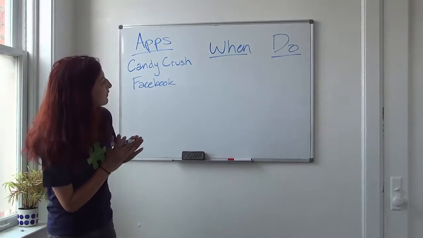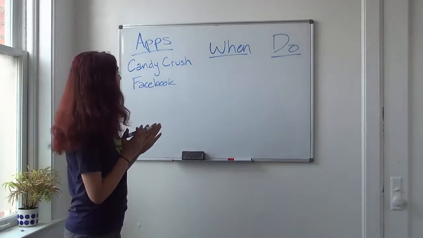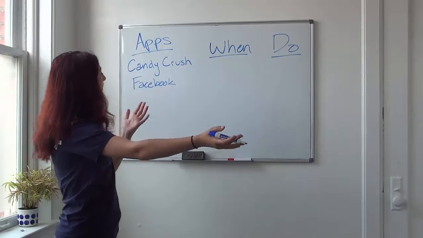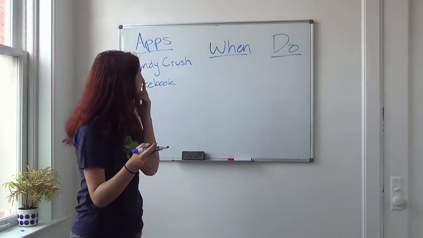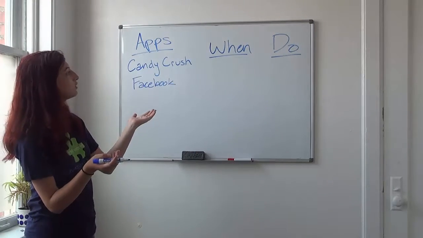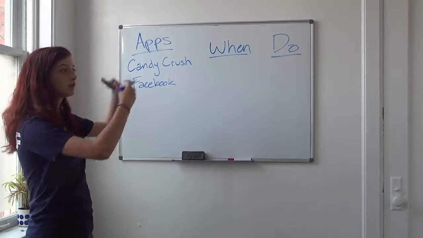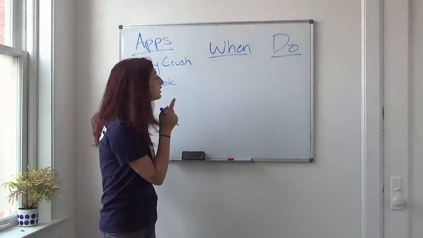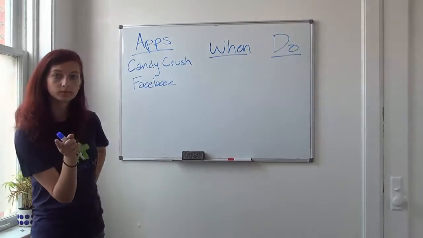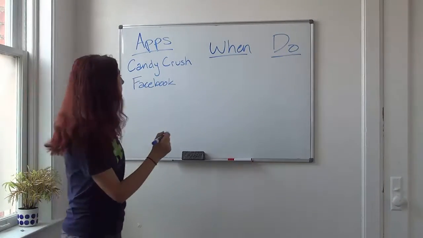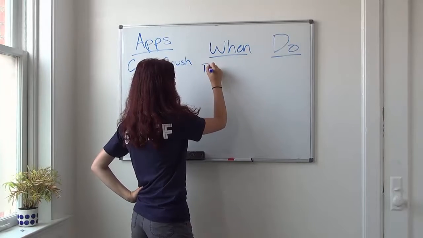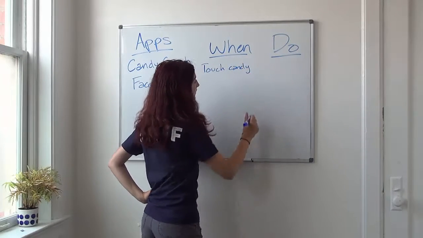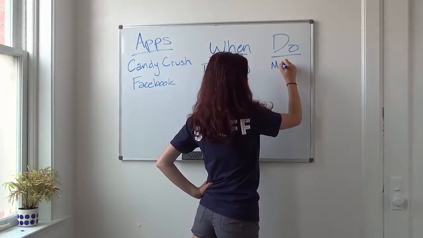Can someone think of a when do for Candy Crush? When you do something, something else happens. So maybe for Candy Crush, I would think when you press start level, a new level appears on the screen. Right? What's something you do in Candy Crush? When you touch the candy. When you touch the candy, what happens? The candy moves. Yeah, it moves.